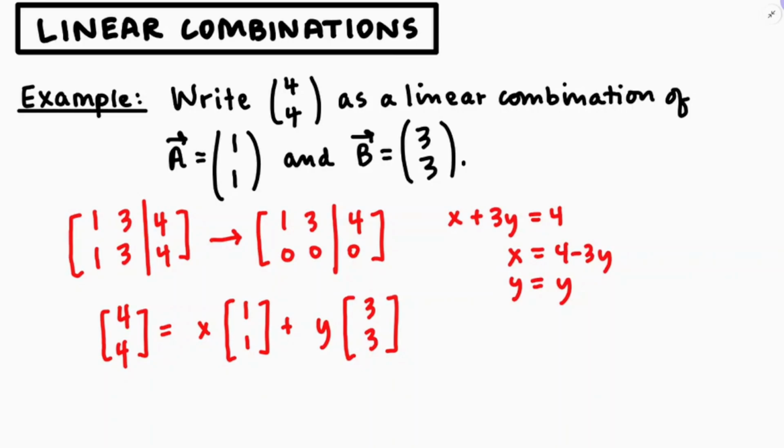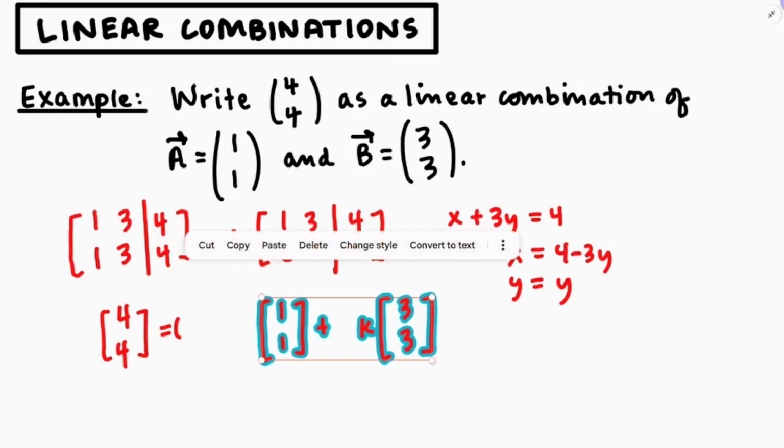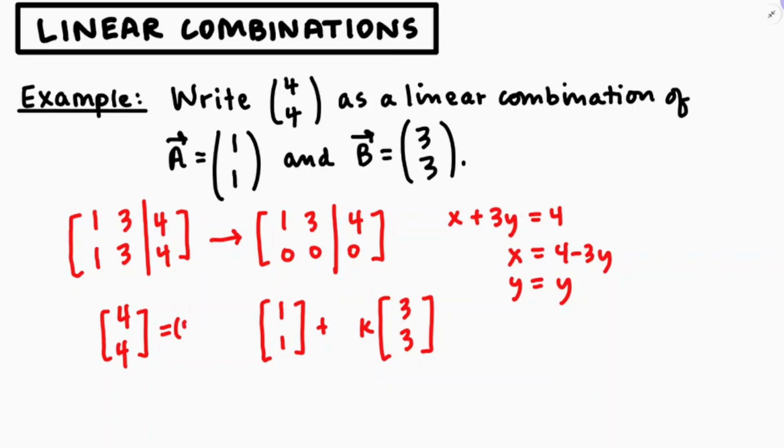But if I take, let's say, y to be just some constant k, then x will need to be 4 minus 3k. And you can check that this is going to be true. If you decide how many of (3, 3) you want to take, you take 4 minus 3 times that number of (1, 1)s to get the vector (4, 4). If you actually think about it, the way I said it, that actually makes a lot of sense.